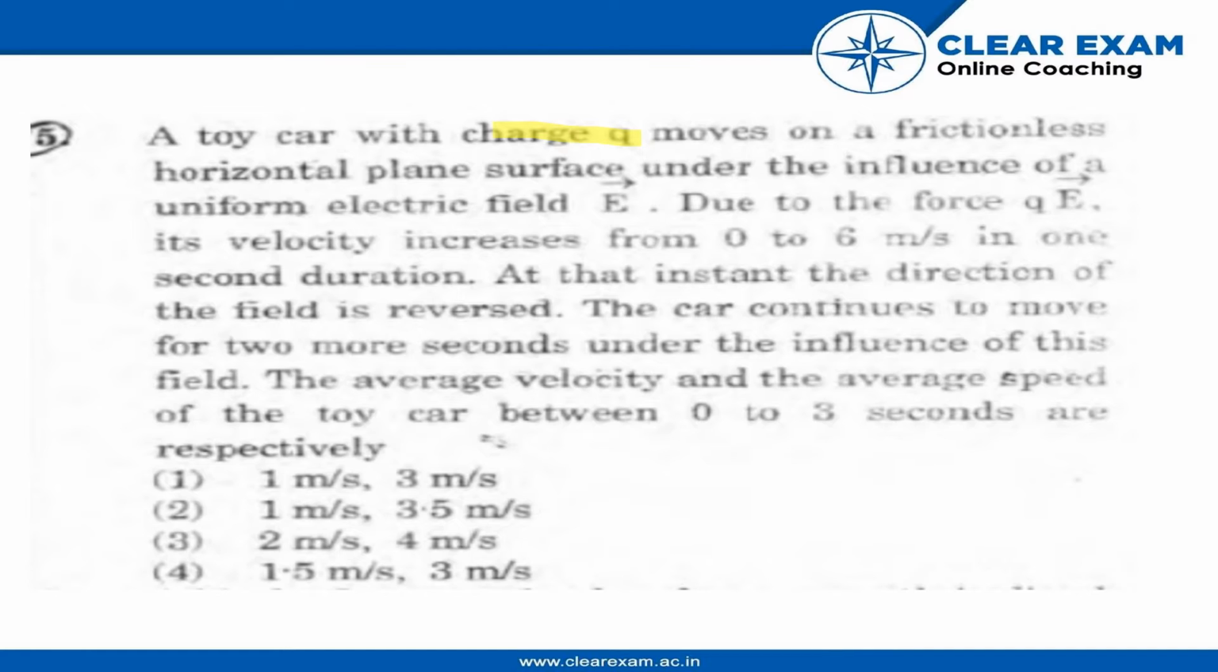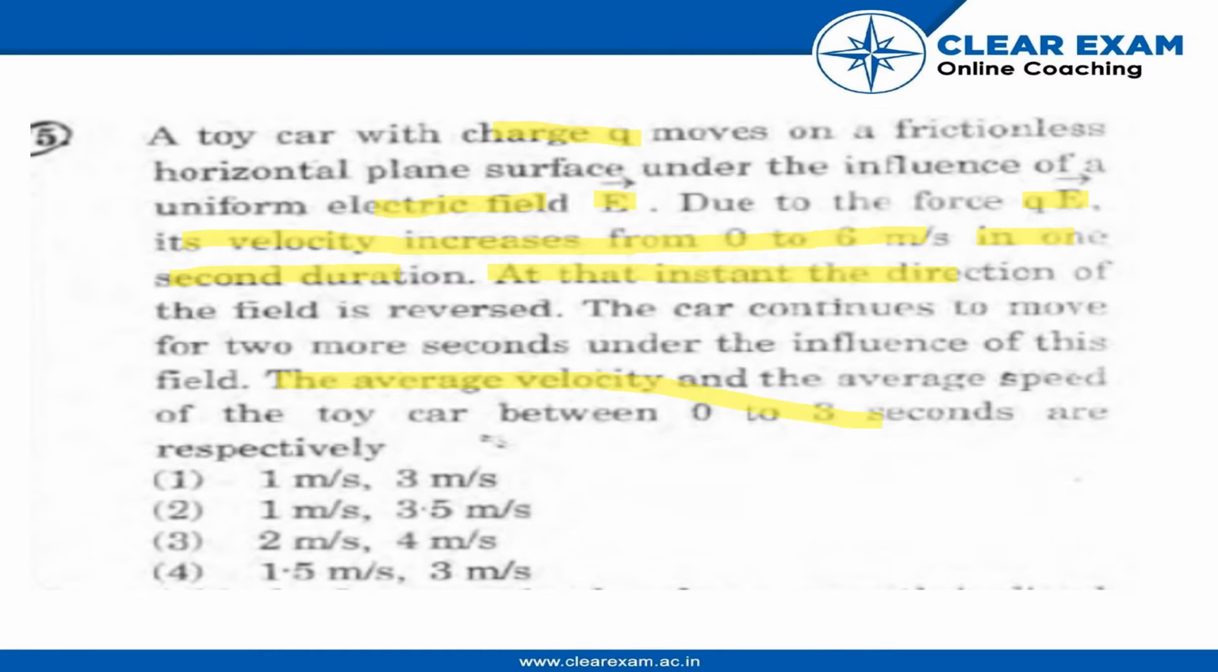So a toy car with charge Q moves on a frictionless horizontal plane under a uniform electric field E. Due to the force QE, its velocity increases from 0 to 6 m/s in 1 second. At that instant, the direction of the field is reversed. The car continues to move for 2 more seconds under the influence of this field.